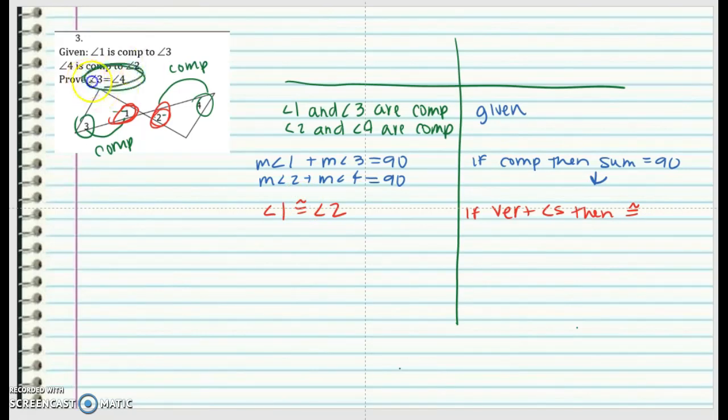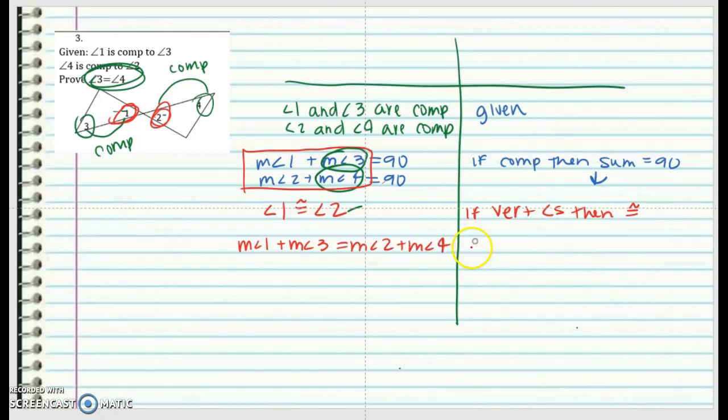Now my goal is to say that 3 equals 4. So here's 3, here's 4. They need to be equal to the same thing. Well, conveniently, they're both in equations that are equal to 90. So let's substitute. And let's basically say that these two parts equal each other, because they do. They both equal 90. The measure of angle 1 plus the measure of angle 3 equals the measure of angle 2 plus the measure of angle 4. And that's substitution.